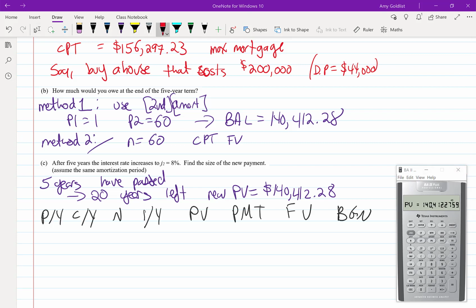So all we have to do is fill out the exact same table. We know that our present value is how much money we owe. Our interest rate has increased to J2 equals 8%, and we're still going to make monthly payments. We have 20 years left, so that's 240 payments. We're going to try to find our payment. At the end of those 20 years, hopefully we have paid everything off. Again, this is an ordinary annuity.